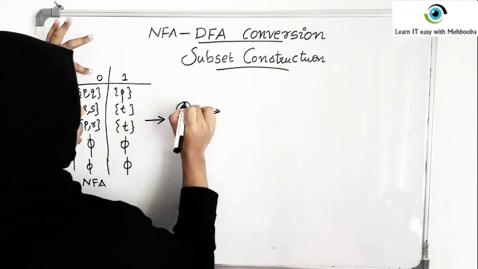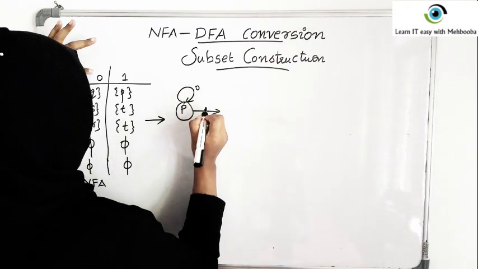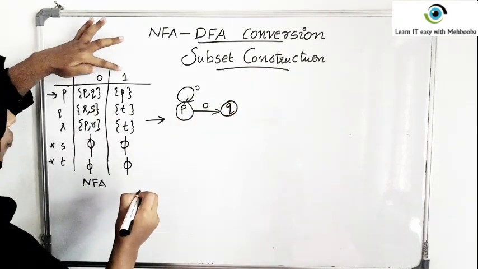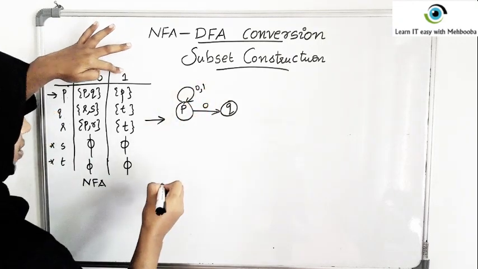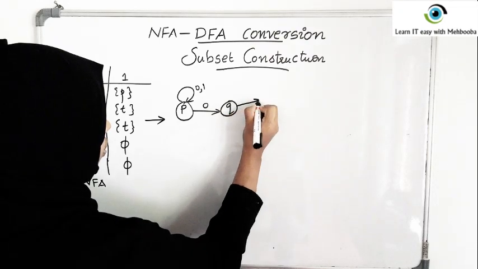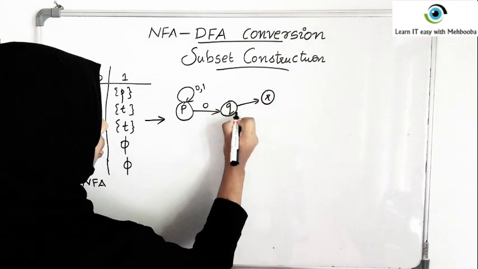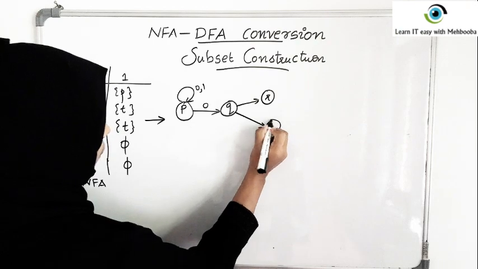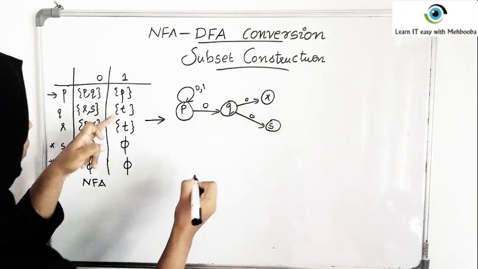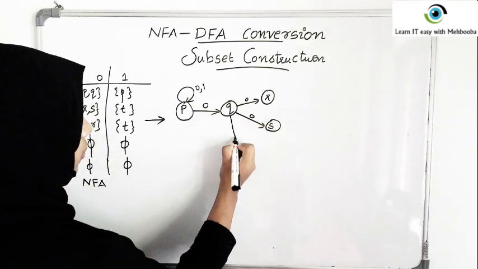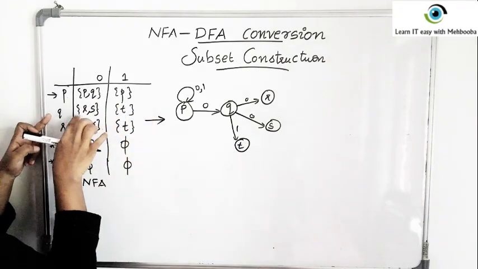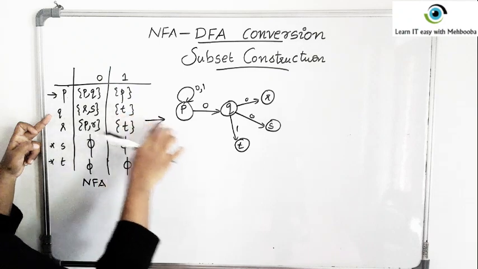Now on 0, you are staying at P and also moving on to Q. Now on 1, you are staying at P itself. Now from Q on 0, you are moving to R and also S. On 1, you are moving to T.